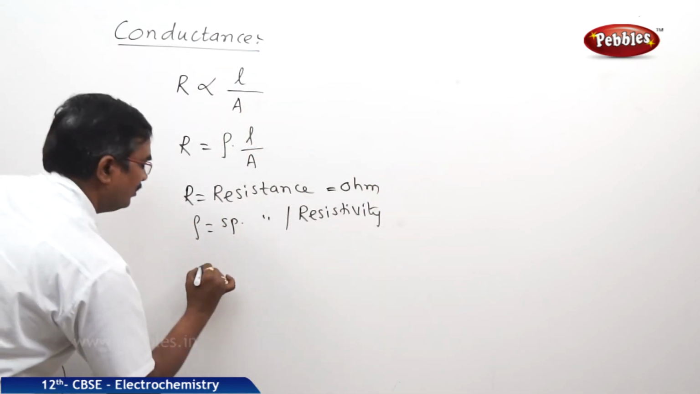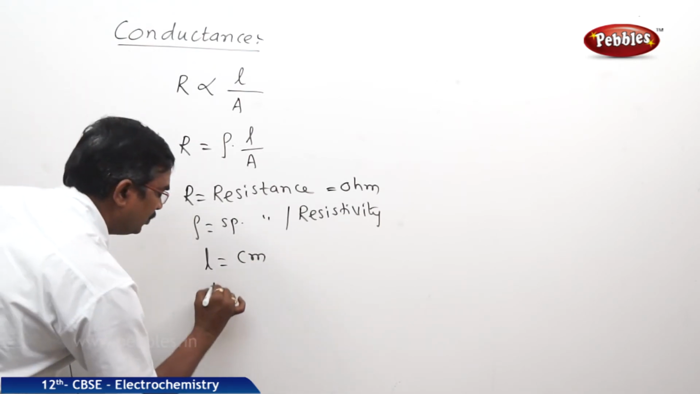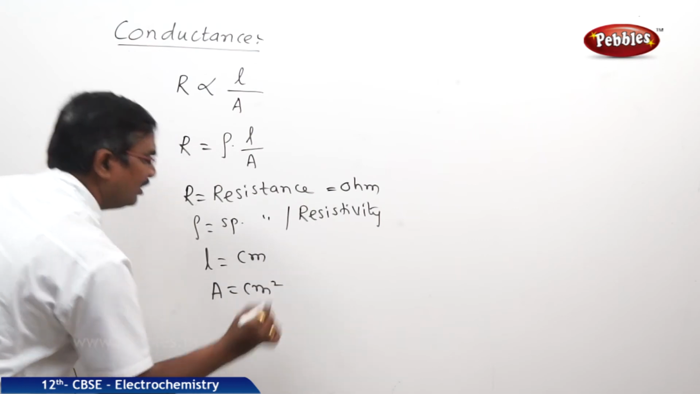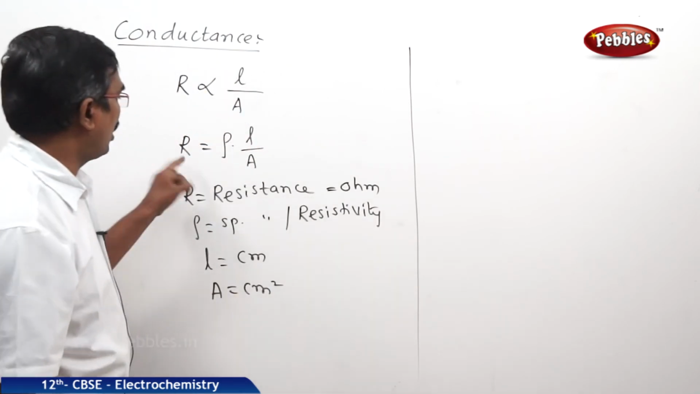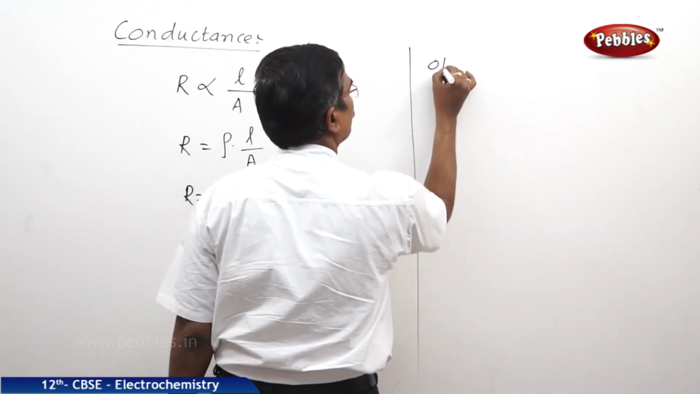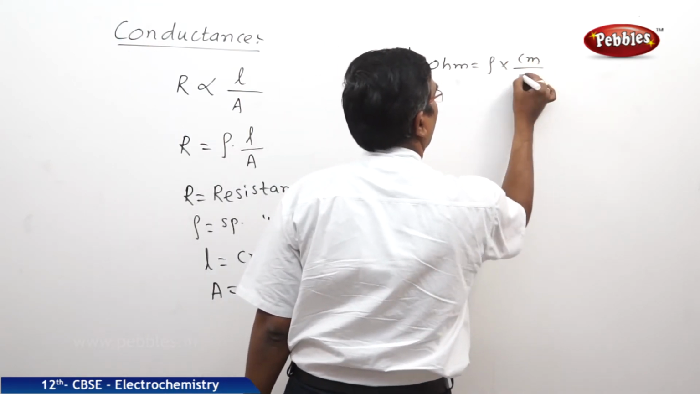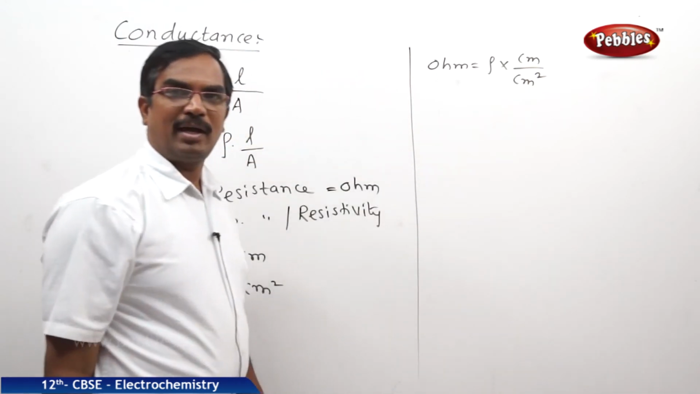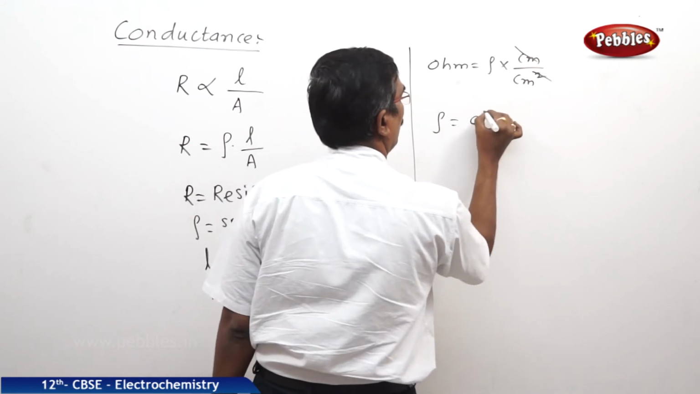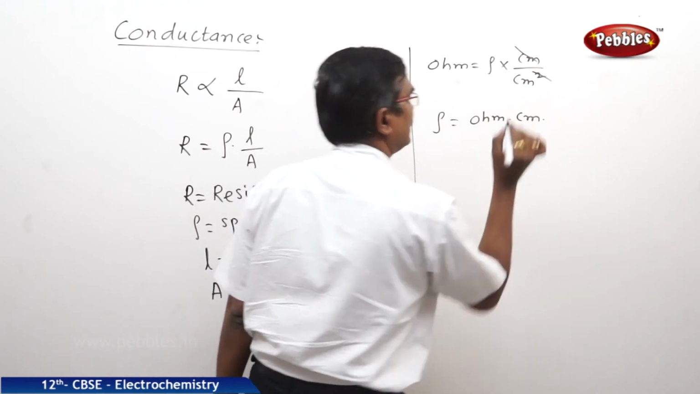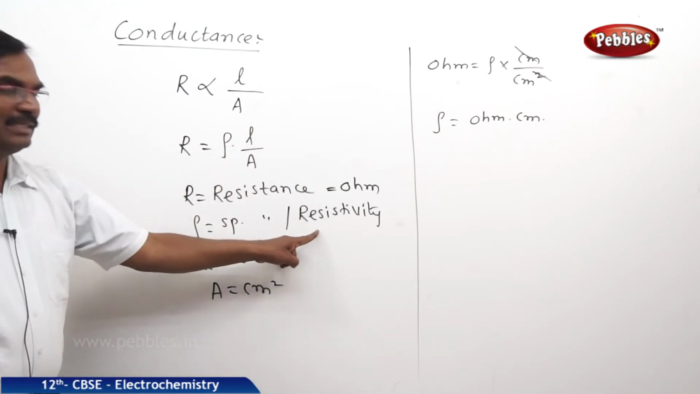This length L has the units of centimeter. The A has the units of centimeter square. So from this we can get the units for rho. R has units of ohm, into centimeter divided by centimeter square. So the units for rho are ohm into centimeter. Ohm centimeter is the unit for the resistivity.